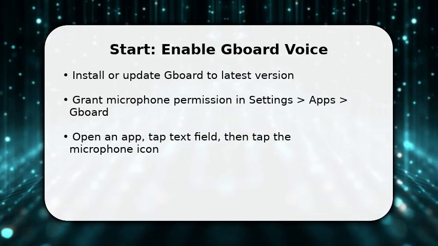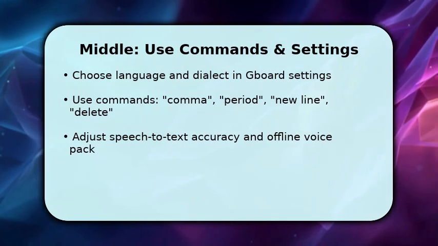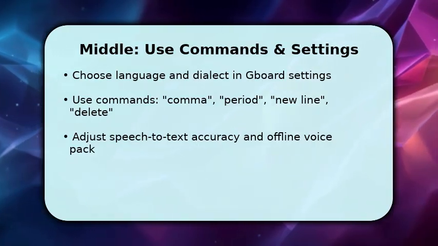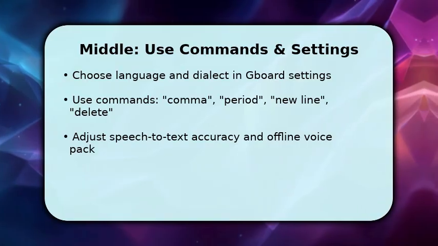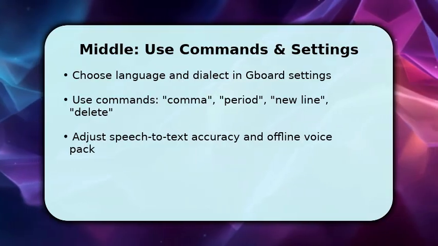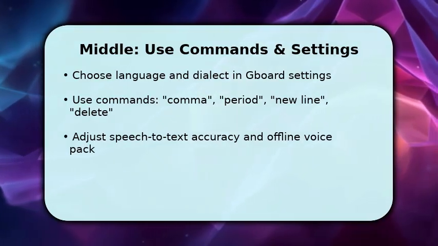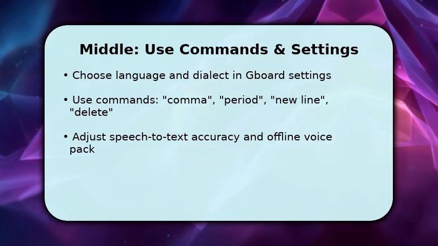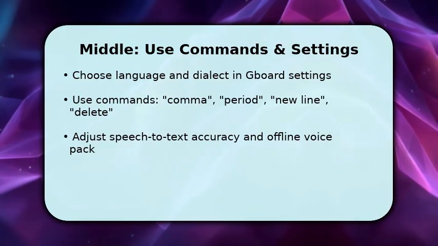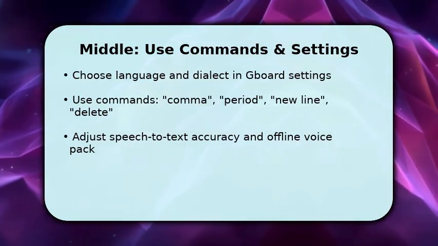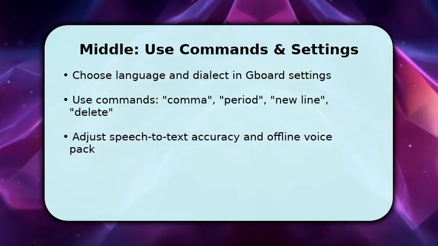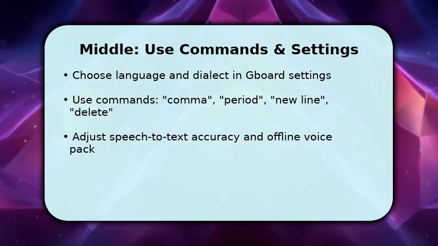Now you refine how voice typing behaves by adjusting settings and learning commands. Open Gboard settings, select voice typing, and pick your preferred language or dialect for better accuracy. Make use of voice commands like comma, period, new line, delete, and quote to control punctuation and structure while you speak. You can also download an offline voice pack for use without internet, which reduces lag. Try dictating a paragraph, using commands to add punctuation, and correct small errors as you go.